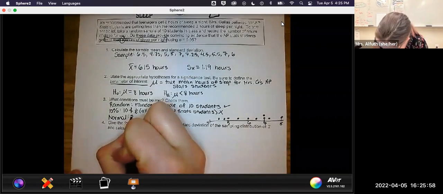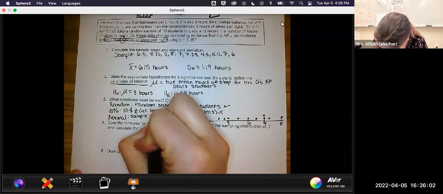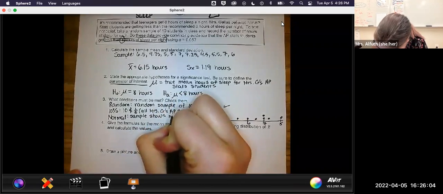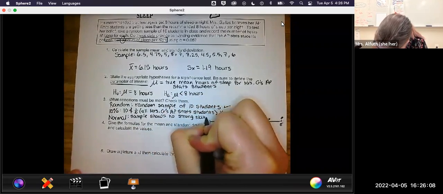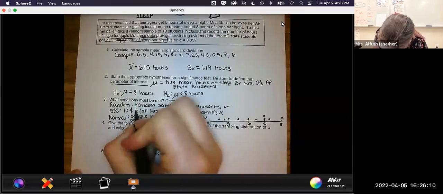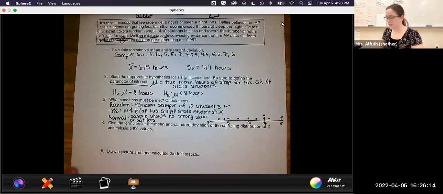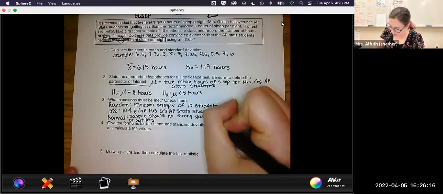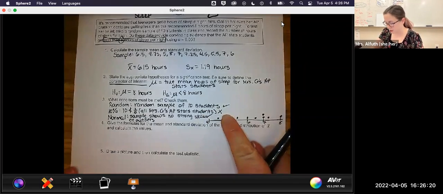So the sample shows no strong skew or outliers, which means that our sampling distribution is approximately normal. So normal is going to check. Now we didn't pass the 10% condition.